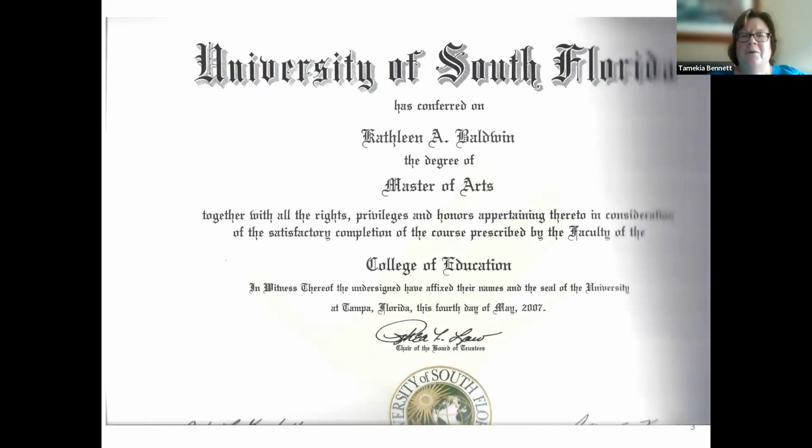I want to share with you, and this is not a very good picture, but this is a copy of a very large piece of paper that I have, a very expensive piece of paper. It is my master's degree of arts in adult education. So it's very different than what we call pedagogy or childhood education.